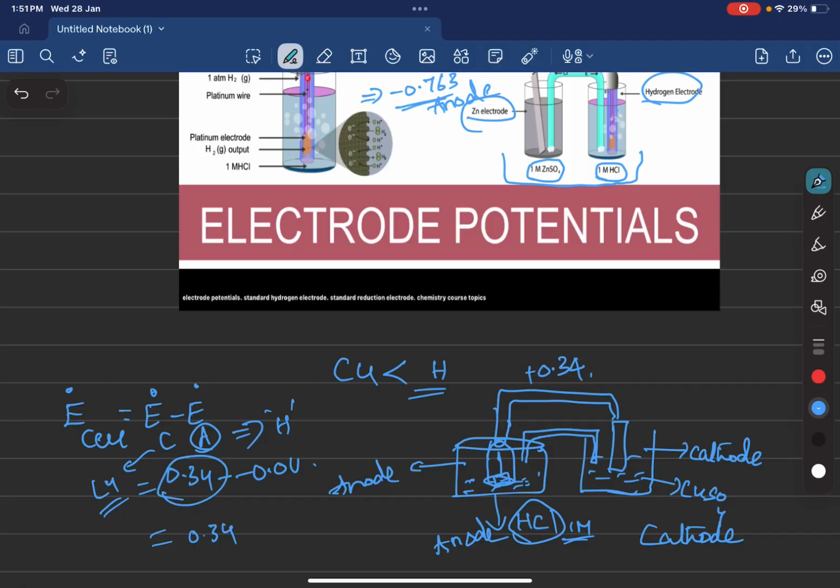Here what we have to understand: SHE is connected to the copper electrode, so whatever potential difference happens in this cell belongs to copper alone, because we are assigning 0 for SHE. That's how we can determine the electrode potential of any element. Clear? So this is about SHE, the purpose of SHE and other related points.